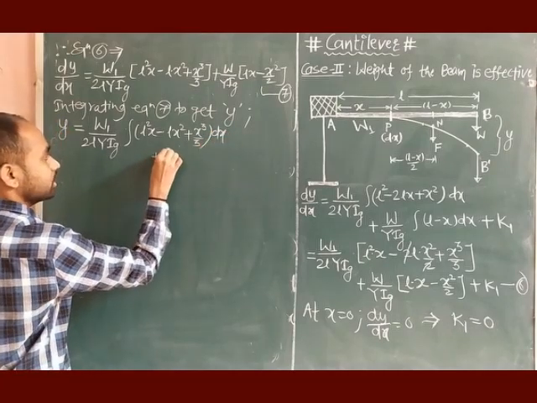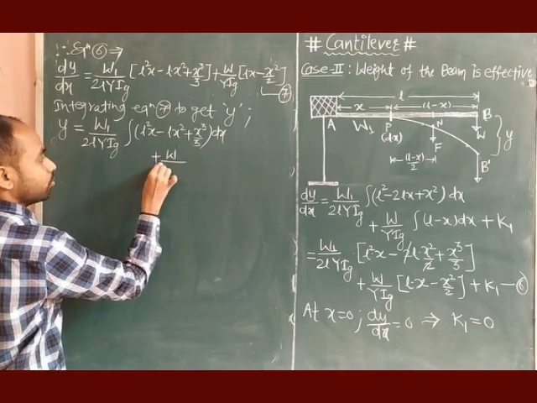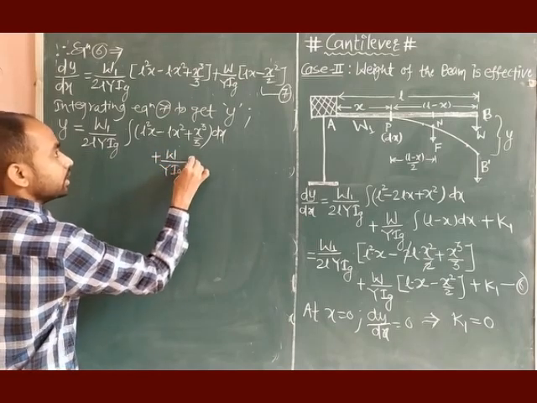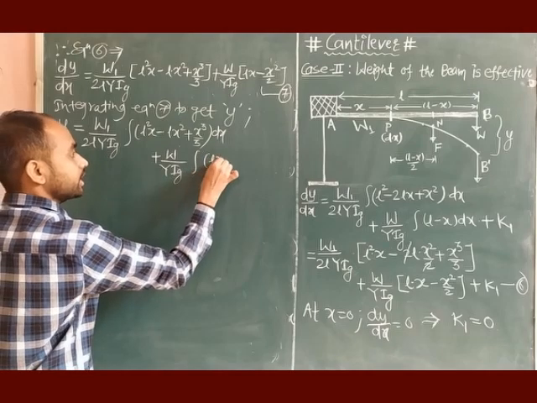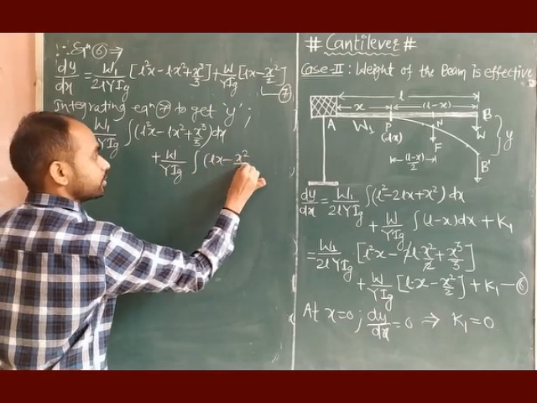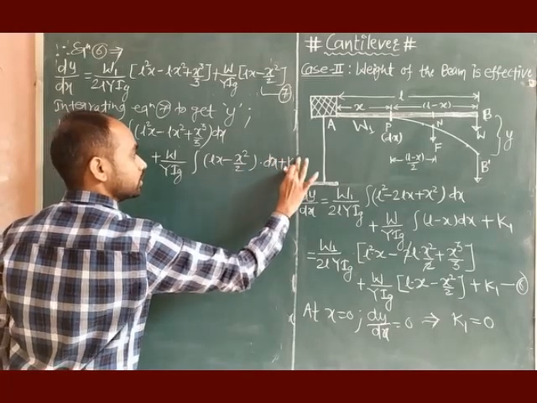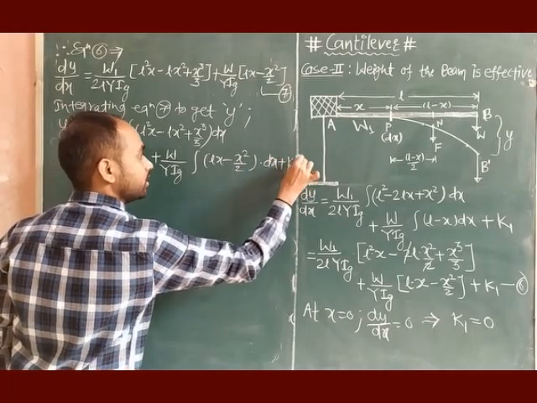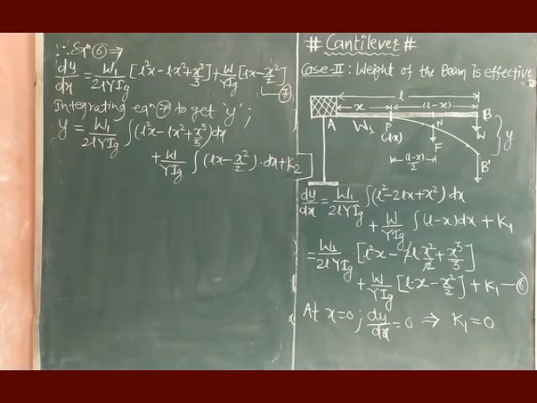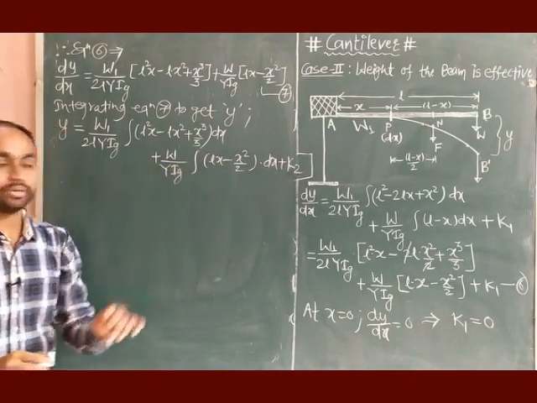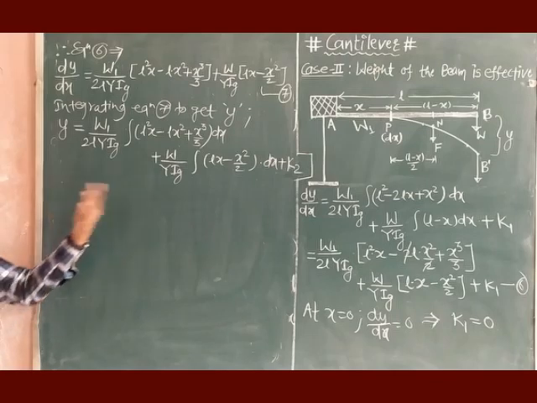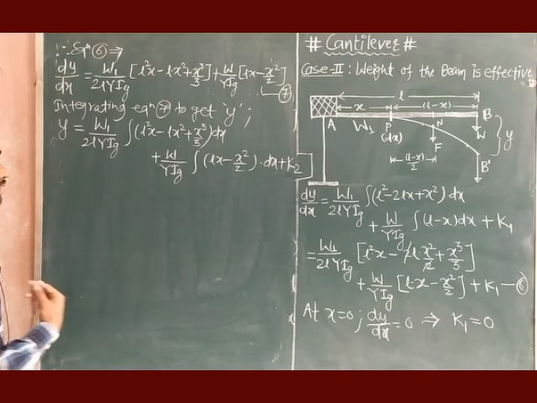plus w divided by yig integration of lx minus x square by 2 into dx plus k2. Again we are doing the indefinite integration, so the second integration constant we will name it as k2. Obviously we will find its value by using some boundary condition.